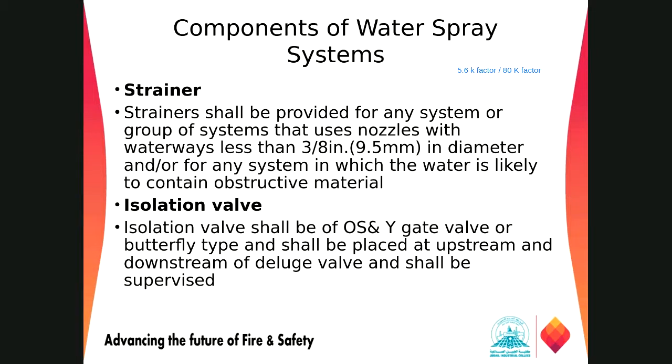So whenever we have an orifice size less than 9.5 mm, we need a strainer just to remove the foreign materials from the system. And then we have isolation valves, the same gate valve or butterfly valve. They need to be installed before and after the deluge valve for maintenance purposes and for any kind of the ITM requirement.